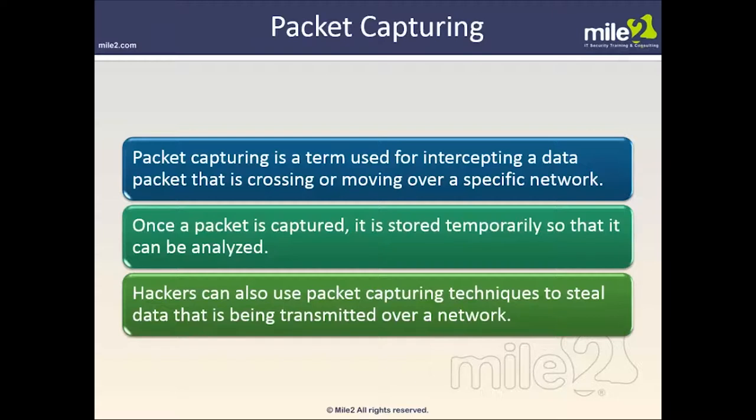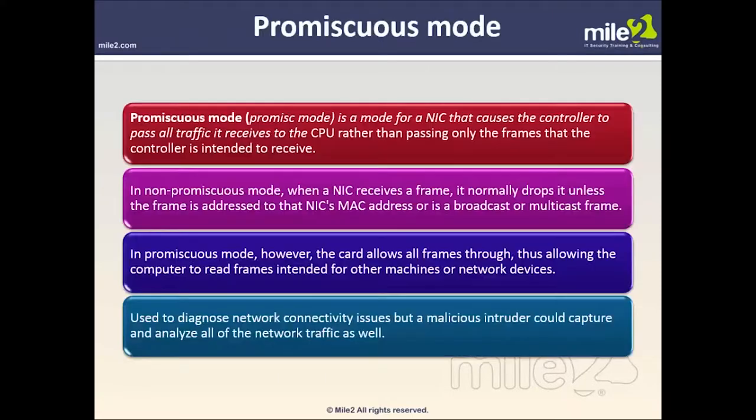Hackers can also use packet capturing techniques to steal data that's being transmitted over a network. To do this, we need to have our network card in promiscuous mode. It's a mode for the NIC, as in your network interface card, that causes the controller to pass all traffic it receives to the CPU rather than passing only the frames that the controller is intended to receive. In a non-promiscuous mode, when the NIC receives a frame, it normally drops it unless the frame is addressed to that NIC's MAC address, or is a broadcast or multicast frame.